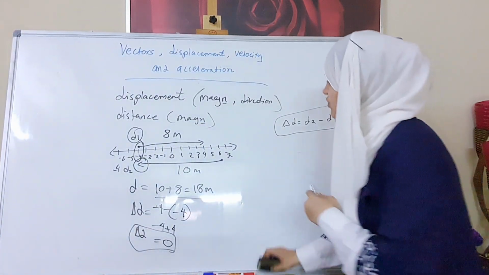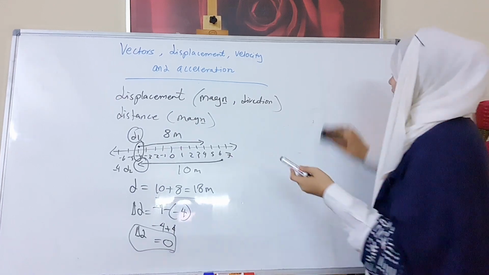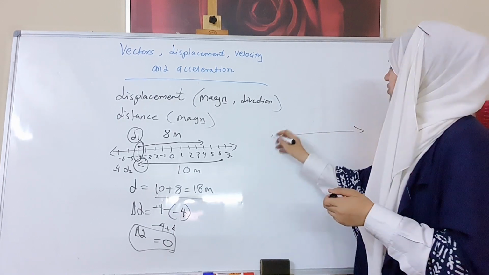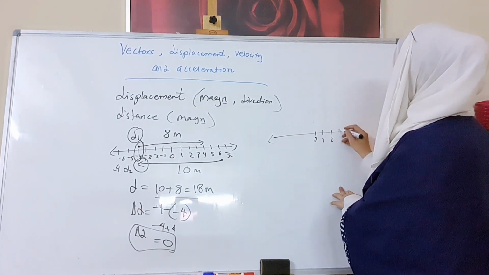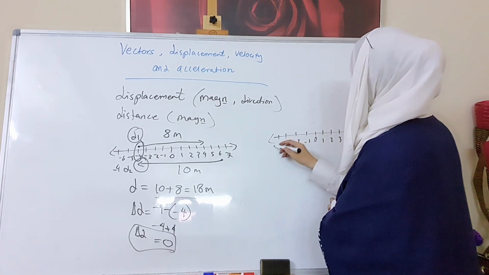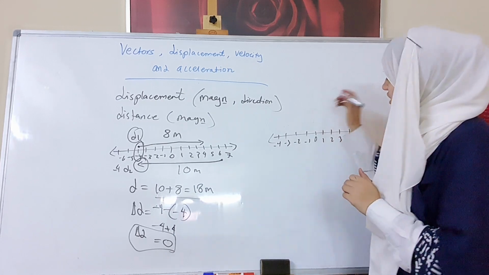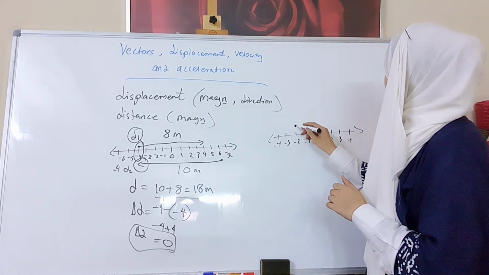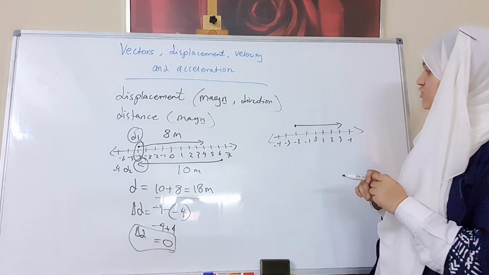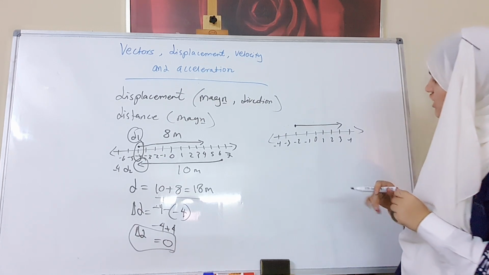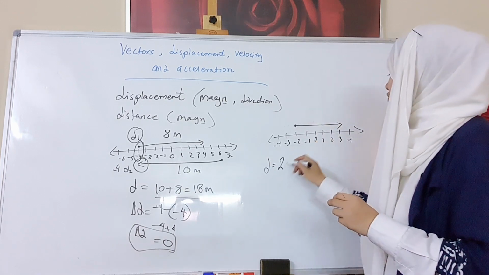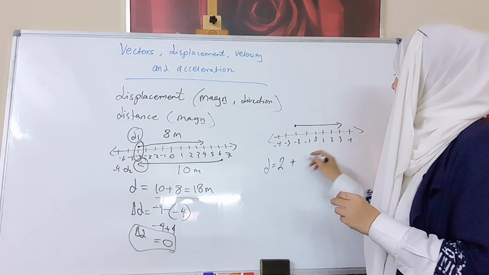But what will it be if it was just for one distance? Like for example, we have here 0, 1, 2, 3, 4, and here negative 1, negative 2, negative 3, and negative 4. Right? So starting from negative 2 and then stopping at 3. Okay, so here what will be the distance? It will be just 2 plus 3.